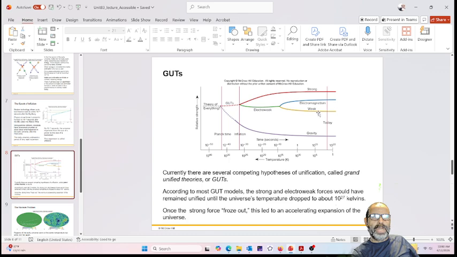When they did the lab work, this is the work of Abdus Salam and his peers, when they pushed the temperature higher and higher, these two forces were unified into a force called the electroweak force.